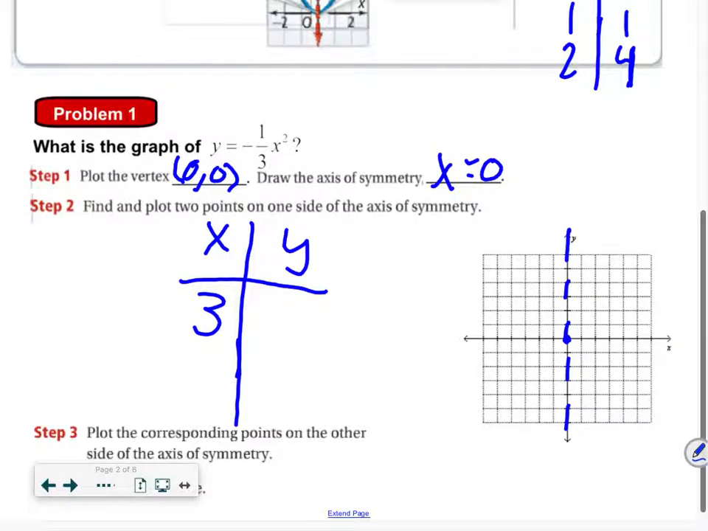If I put in 3, what do I get out? What's 3 squared? 9. What's 9 times a negative 1/3? Negative 3. It's a nice little number.